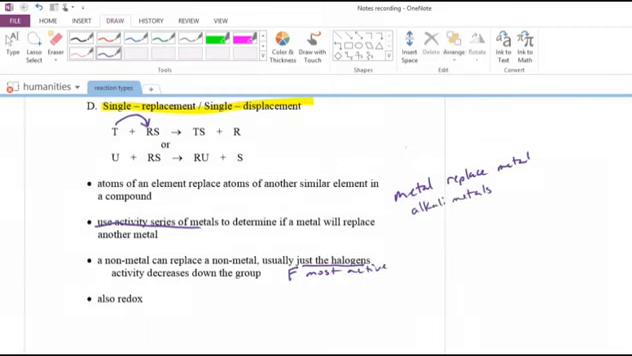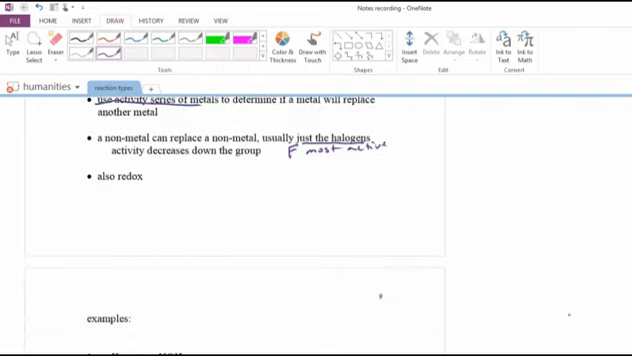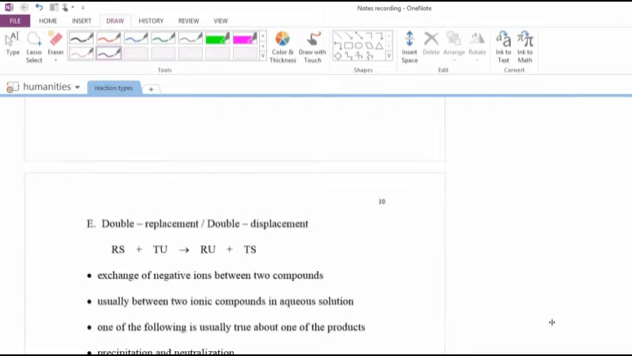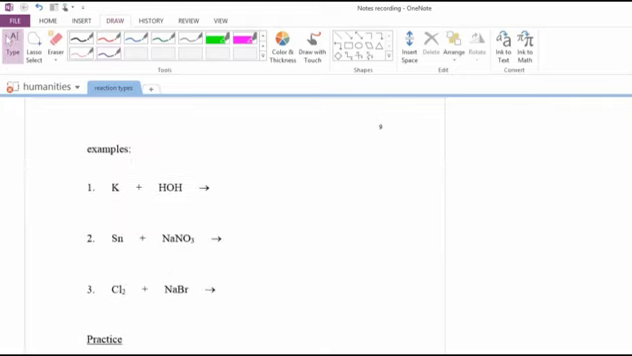Alkali metals have high reactivity. Okay? And these are also redox. Okay, so K is going to replace hydrogen.